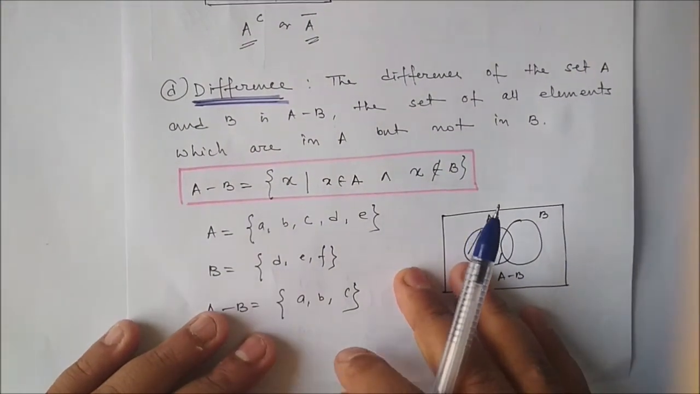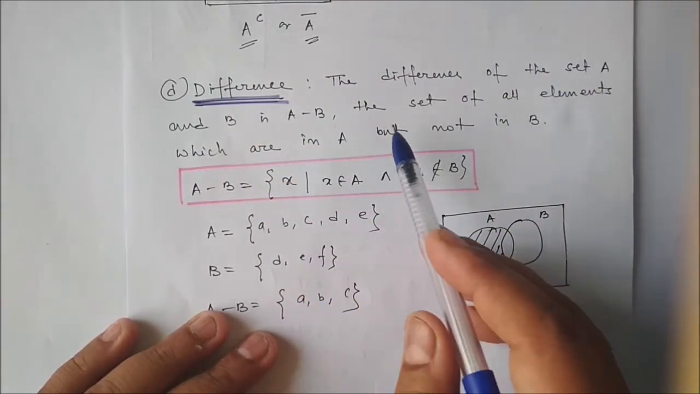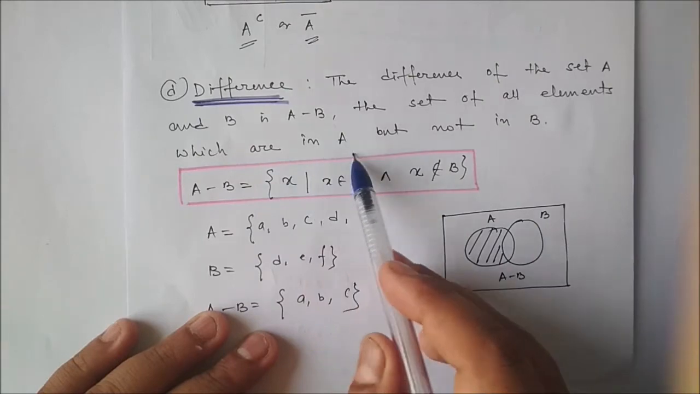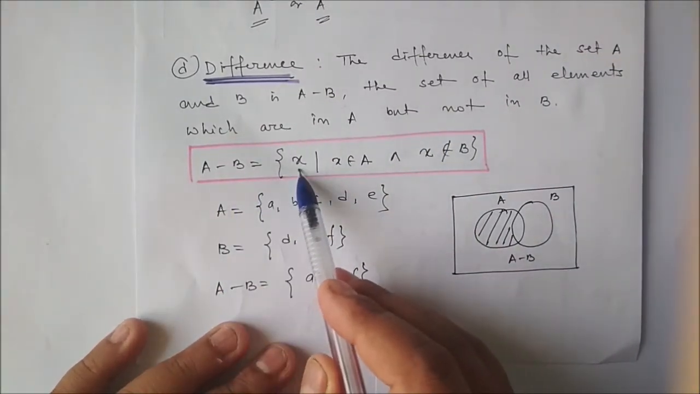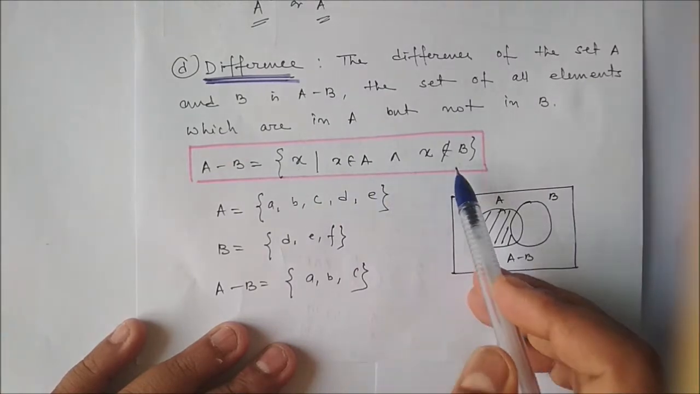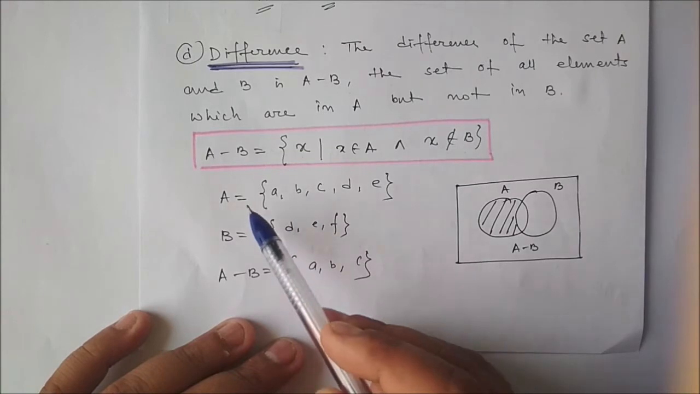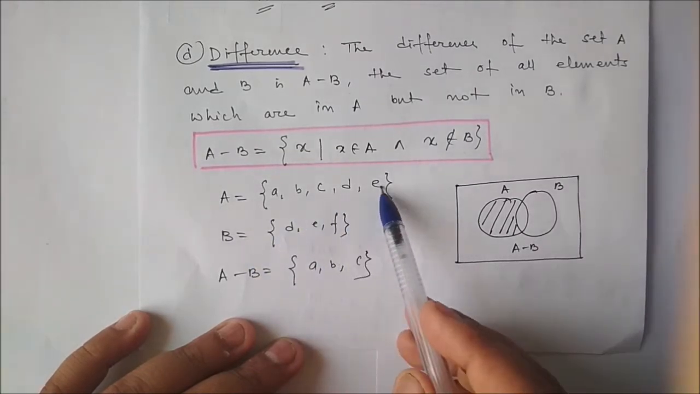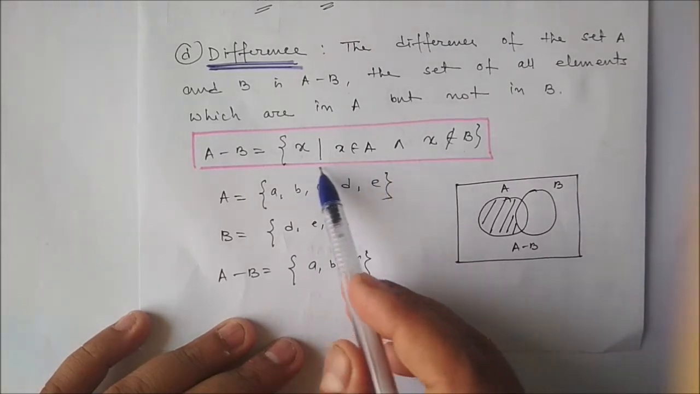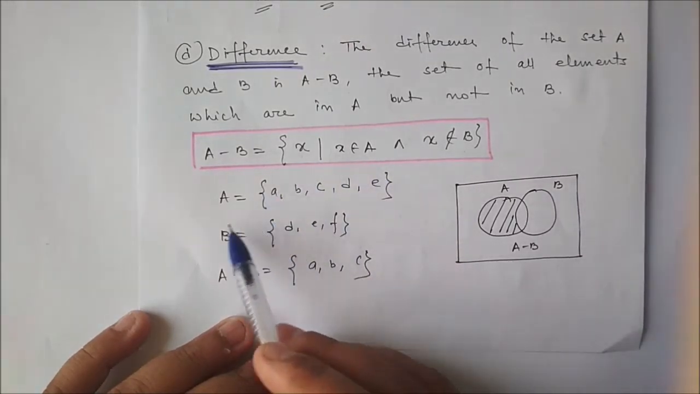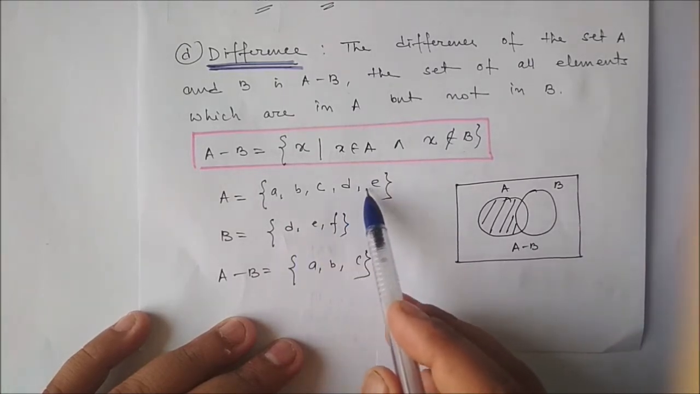Next is the difference. The difference of the sets A and B is A minus B, the set of all elements which are in A but not in B. So for A minus B, we need elements which belong to A but do not belong to B. We can see two sets, A and B. A contains A, B, C, D, E, and B contains D, E, F. So we have to eliminate those elements which are present in set B. In set B, D and E are there. So we have to eliminate these two elements, D and E.